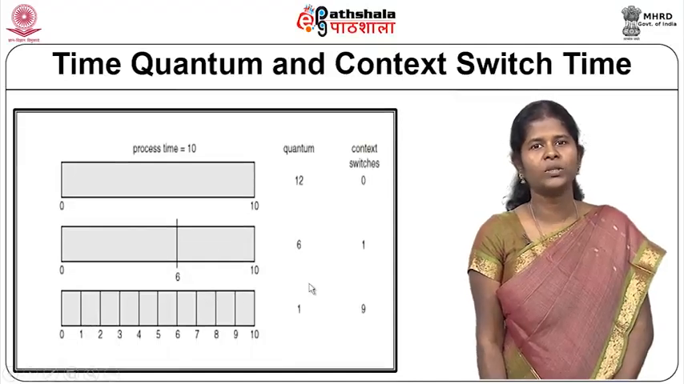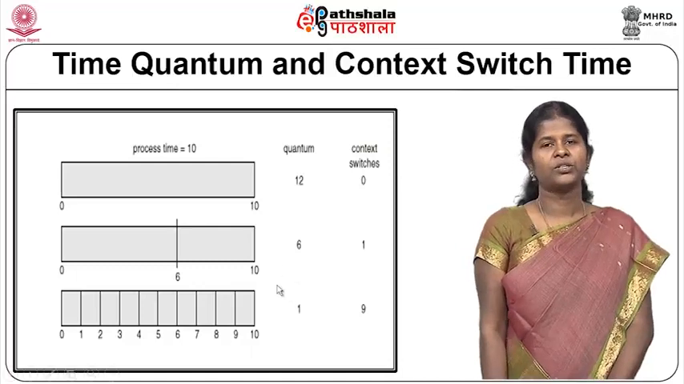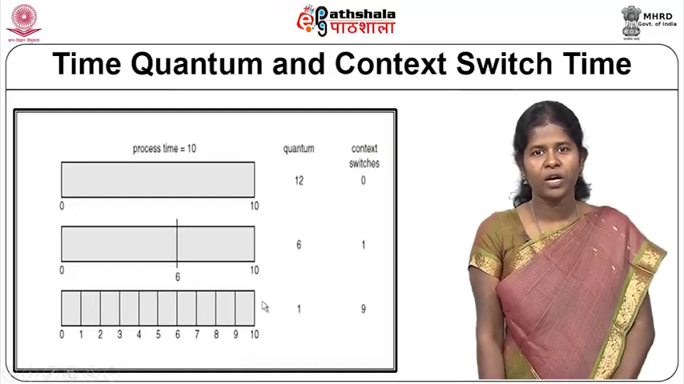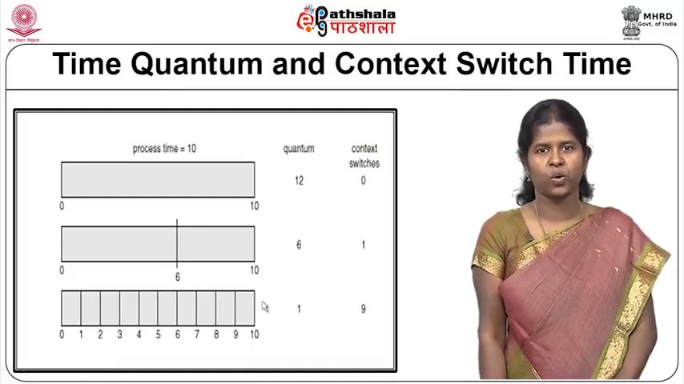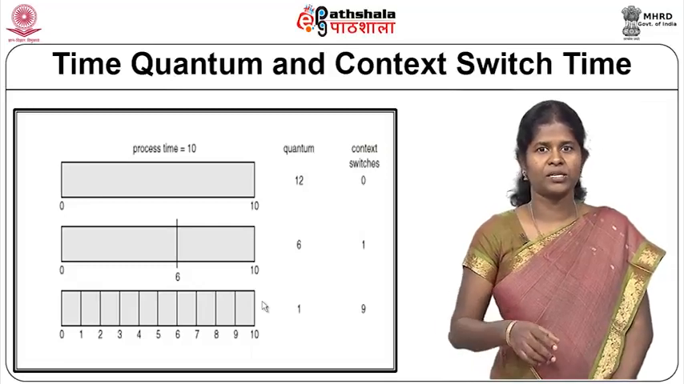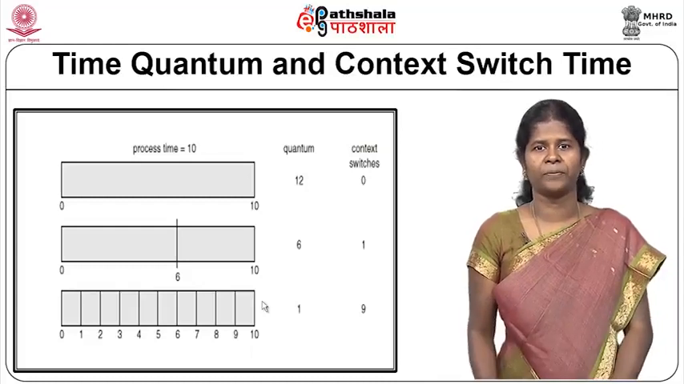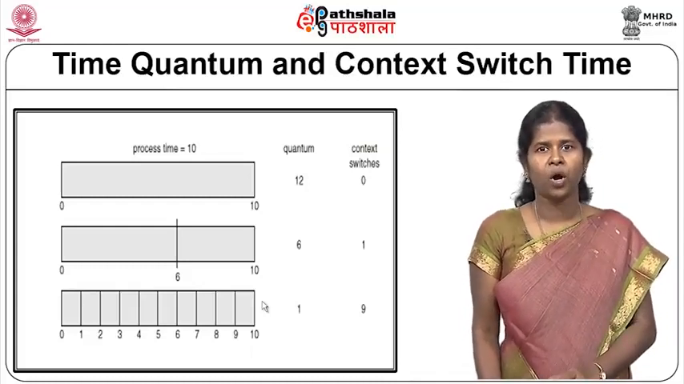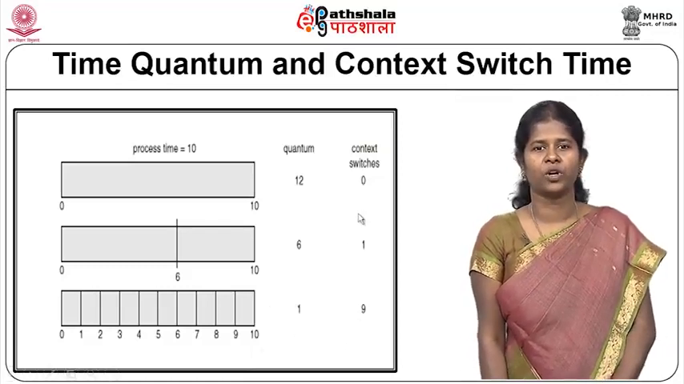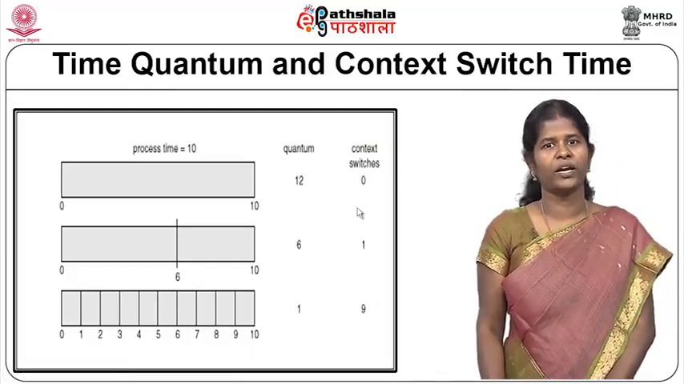Now, we will see how this time quantum plays a role in the time spent for context switch. So, in round robin scheduling, we see that whenever a process time slice gets over, then a context switch happens. So, what is context switch? The process state will be saved and the state of the next process has to be loaded. And if the time quantum is very small, there will be frequent switches and a lot of time will be spent on this context switch. The time that is spent on context switch is not very useful, it is only an overhead.